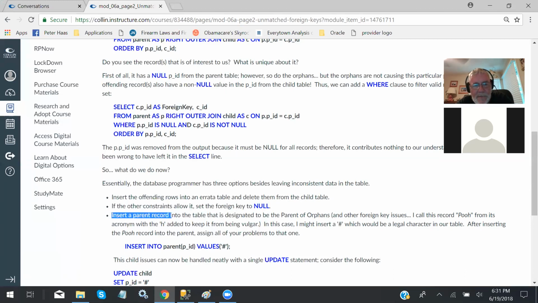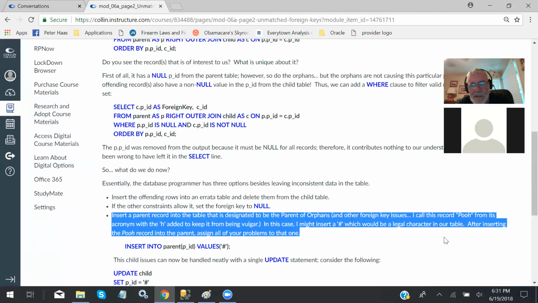Here's what I usually do. I insert a record into the parent table. Insert a parent record into the table that is designated to be the parent of orphans or anything else. So, parent of orphans. In this case, I don't know what I would make his vendor ID be. I could make him be a hash. I could make him be about anything. It really doesn't matter.